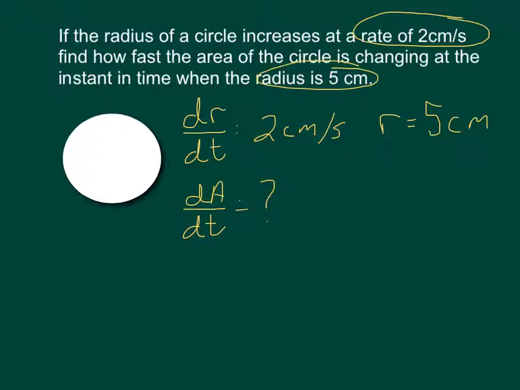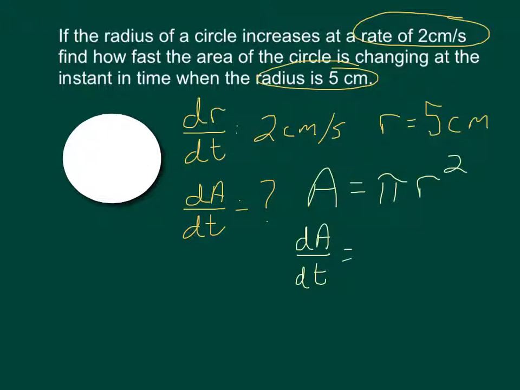Then let's choose the equation that we're going to work with. Between area and radius of a circle, our equation is A equals pi r squared. I'm going to take the derivative of this equation with respect to time. That's where our implicit differentiation is going to occur. The derivative of A would be 1, but it's not a time, so we write dA dt. The derivative of A with respect to time.